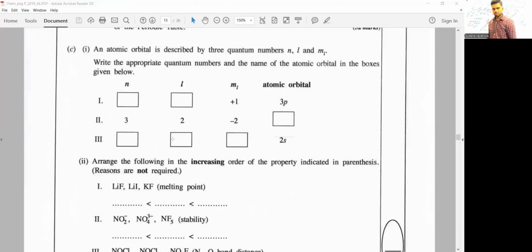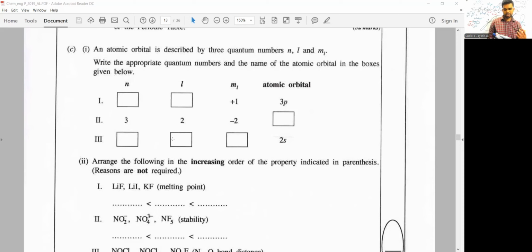An atomic orbital is described by three quantum numbers n, l, and ml. Write appropriate quantum numbers and the names of the atomic orbitals in the boxes given below. So you have to basically fill this in. So I'll just quickly say, right?